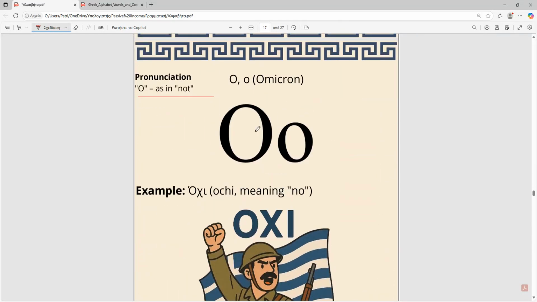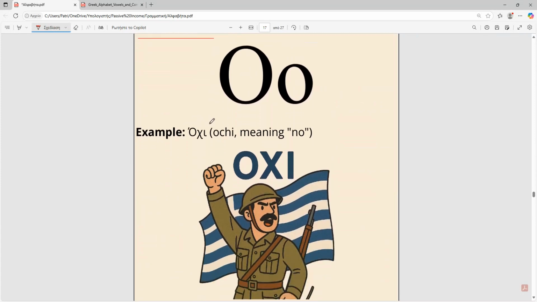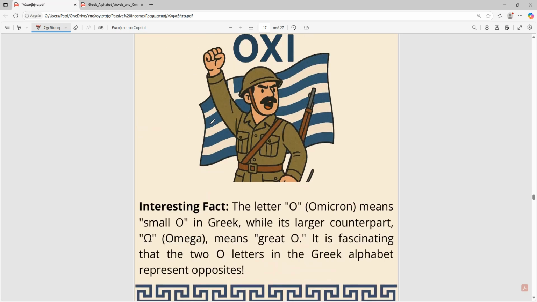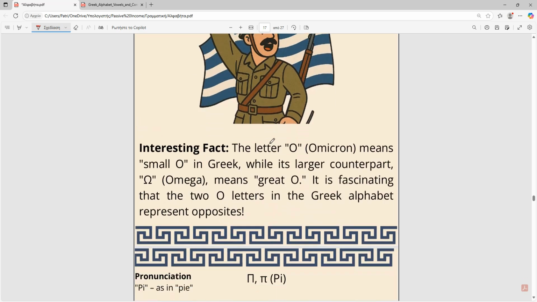We have Omicron and O, we say. And an example that we can give is like ohi. This is a word that you're going to use a lot in your Greek language journey. And yeah, ohi means no, basically. And the letter O, Omicron, means like small o.